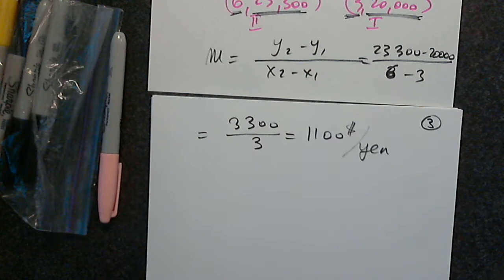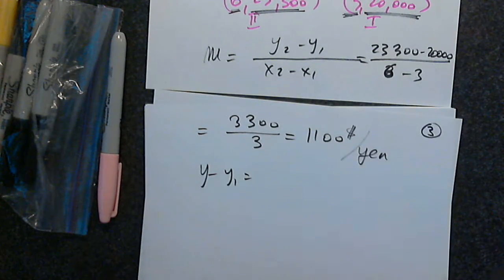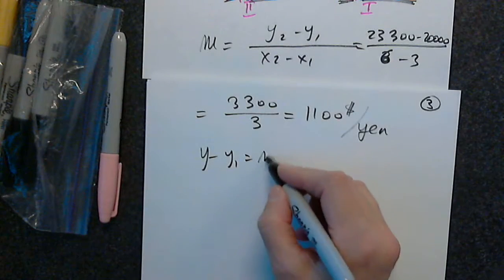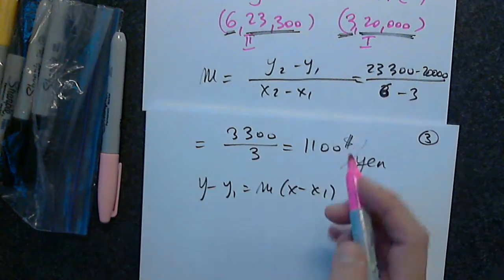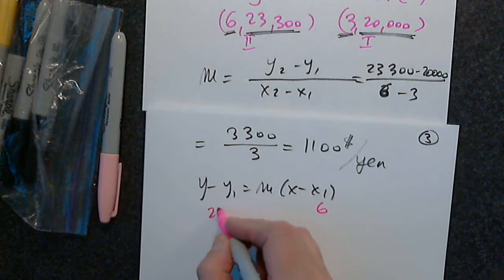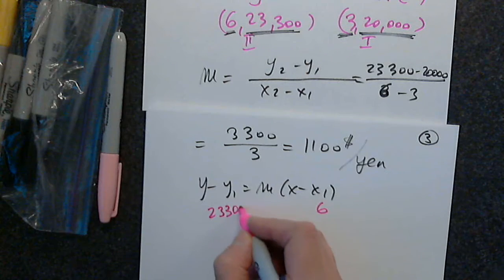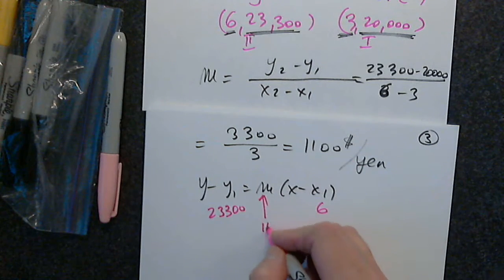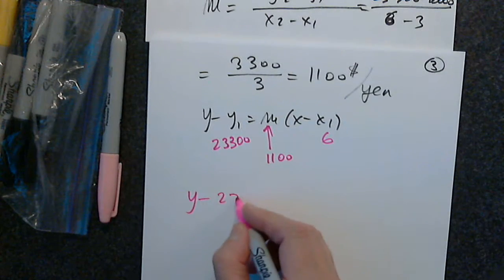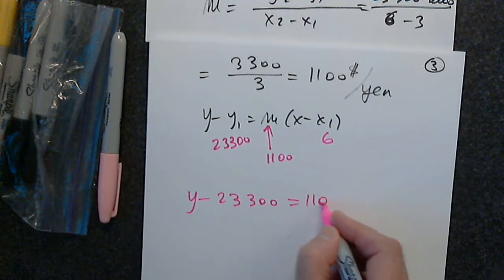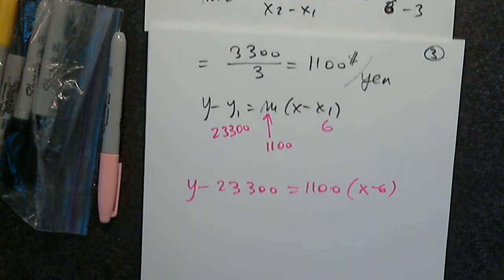Perfect. So now I have y minus y1 equals the slope times x minus x1. It doesn't matter which point we use. Would you like to use point 1? Would you like to use point 2? Point 2. Which means that this is 6 and this is 23,300 and this is 1,100. Which means y minus 23,300 equals 1,100 times (x minus 6).